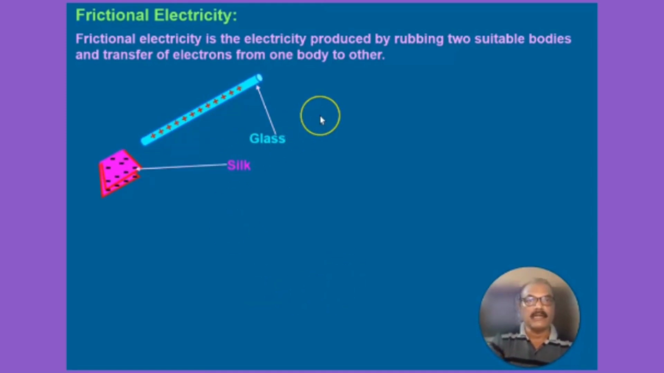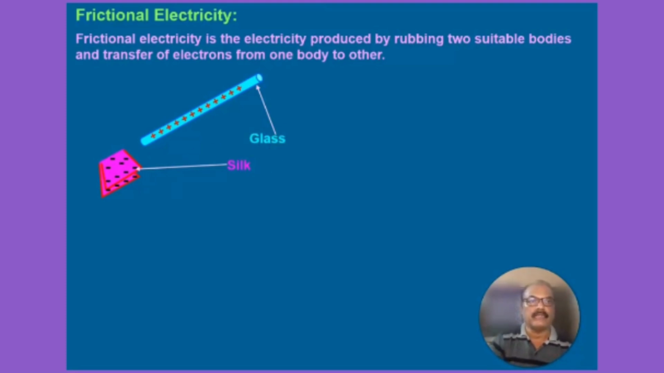Here charges are generated, not because charge is created over there, but because it is transferred from one body to another body. Glass has loosely bound electrons. On rubbing, they will be transferred to silk. So once electrons are transferred, what will happen? There will be a deficiency of electrons on the glass rod. So that is what is happening over here.